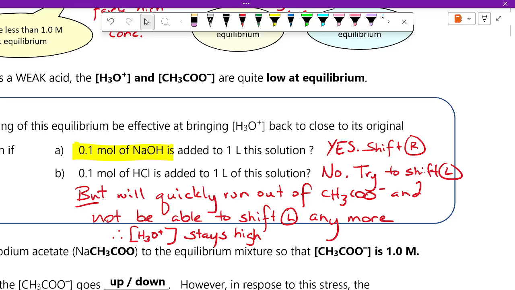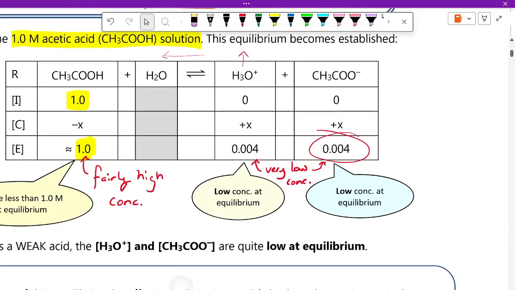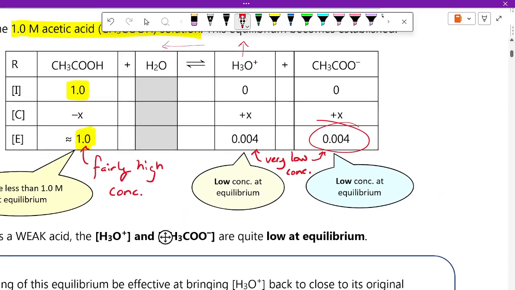How could we fix this? Right now, we have a fairly high concentration here, which is going to allow us to shift to the right for a fairly long while, right? It's going to take us a while to run out of 1 molar. Okay, what could we do to make it be able to also shift left? What could we add?